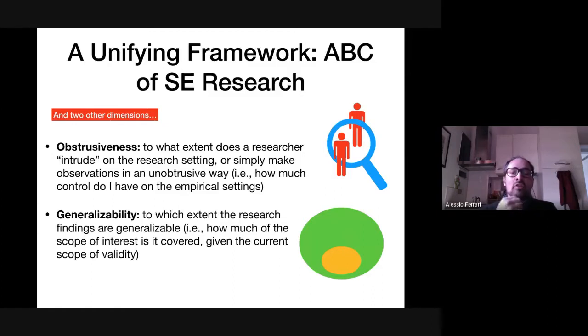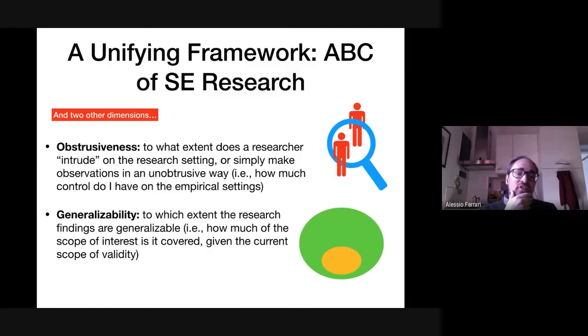In the case of an experiment, it is more obtrusive in the sense that I am making modifications to the reality to control the behavior of the actors. At the same time, a field study is less obtrusive because I'm not interfering, I'm not transforming the reality for my research. I'm studying the reality directly.